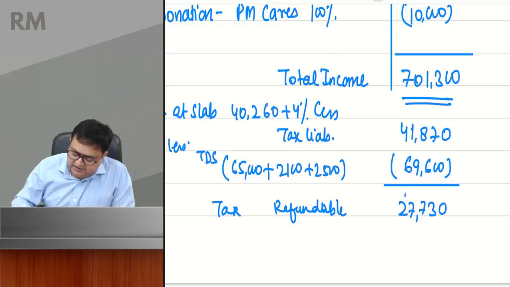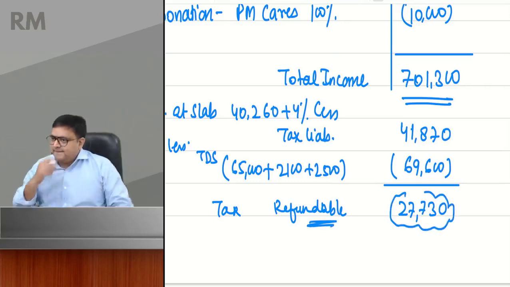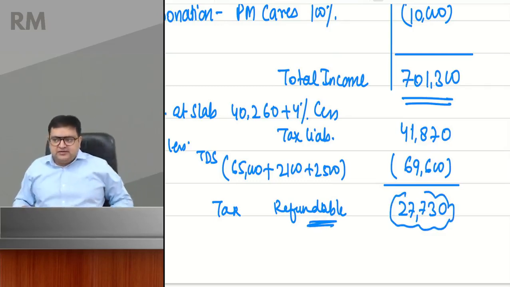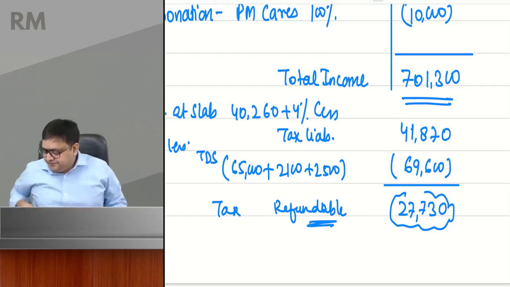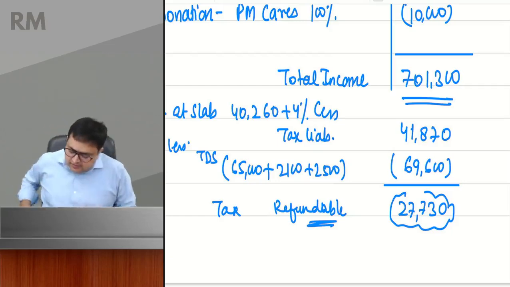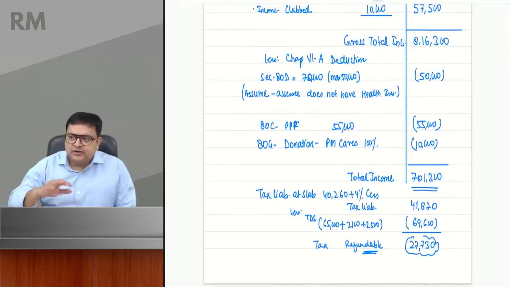$27,730. This is the tax refundable. Correct, Darshni. Aditya, correct. Everyone is okay with it? Now, guys, it's quite a big question.